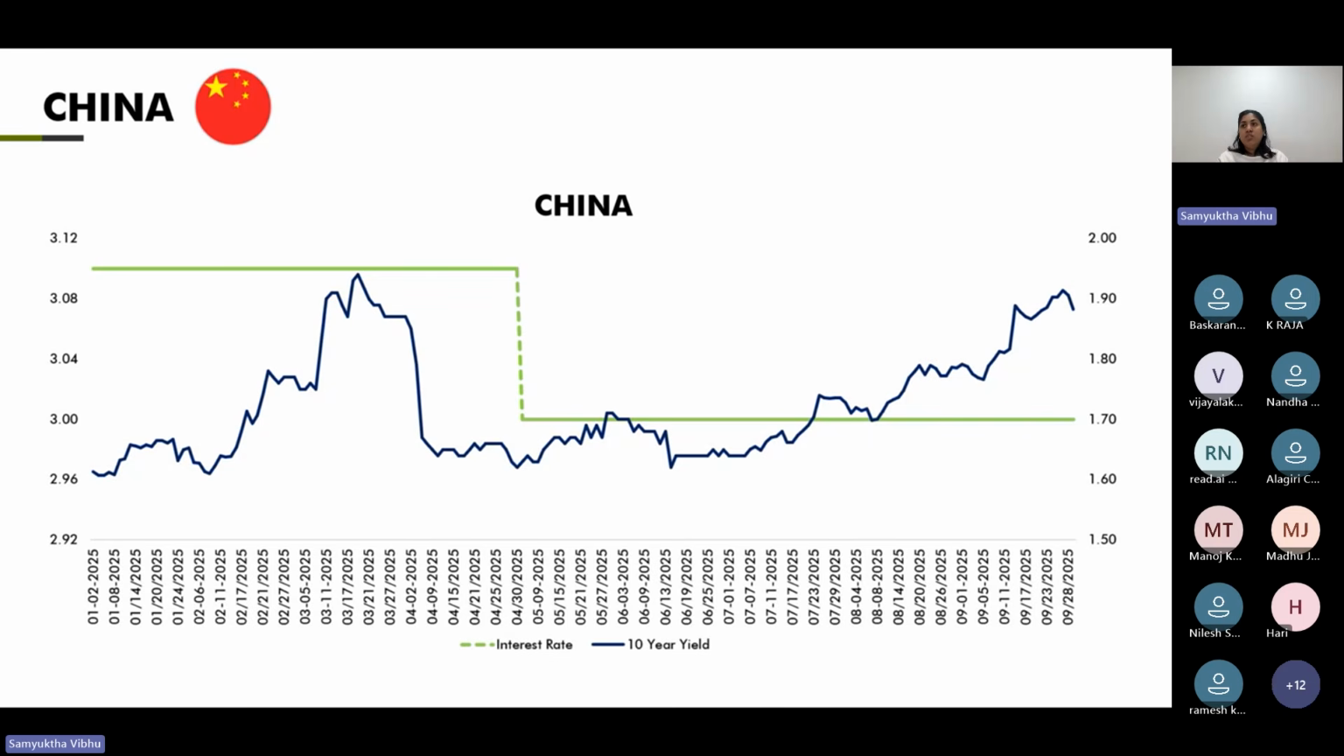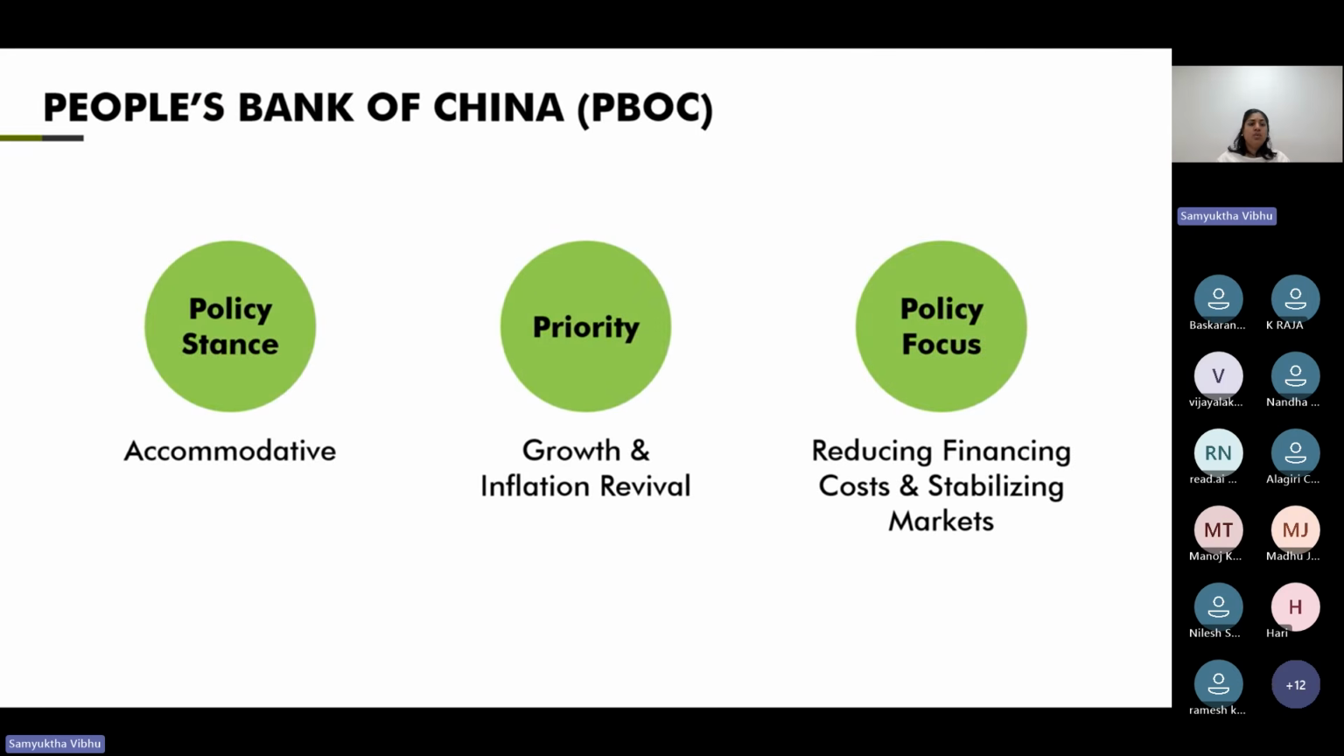So the Chinese bond market hasn't reacted as much as the Japanese bond market, but I think we also need to keep in mind that we have had one round of rate cuts here. So the policy stance is accommodative. When we look at the priority, I think for China, reviving growth is the number one priority. And part of reviving growth revolves around reviving inflation, right?